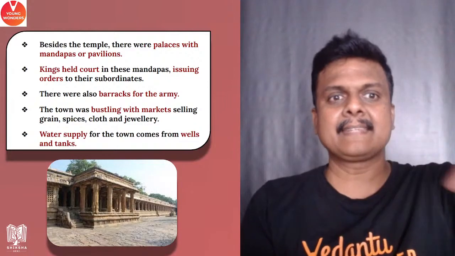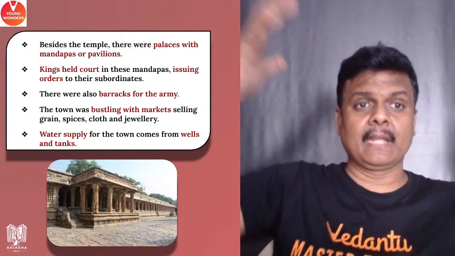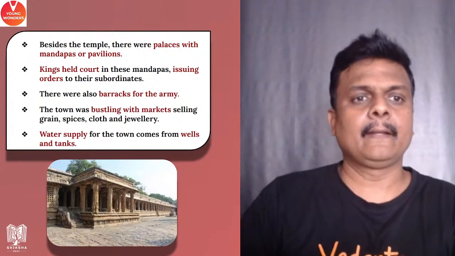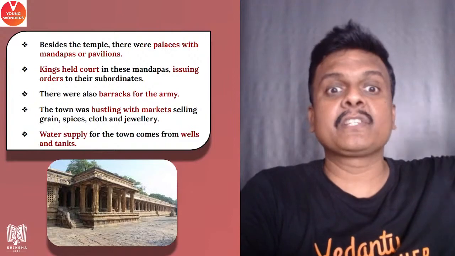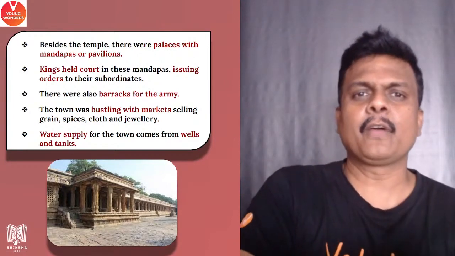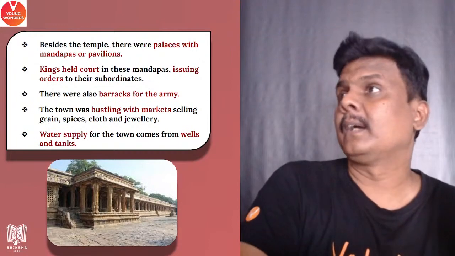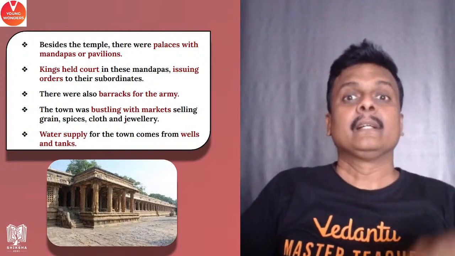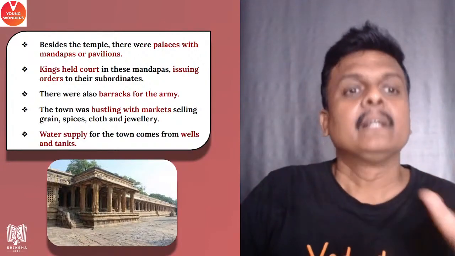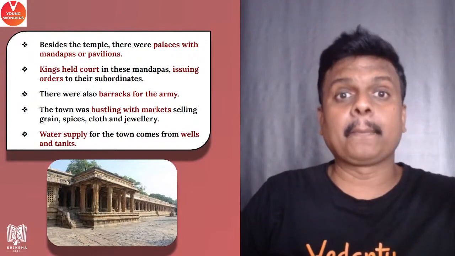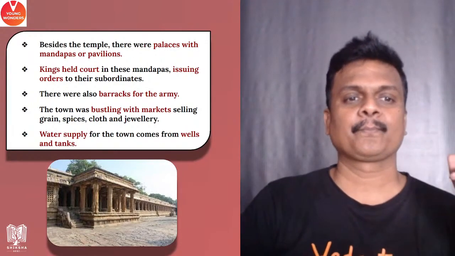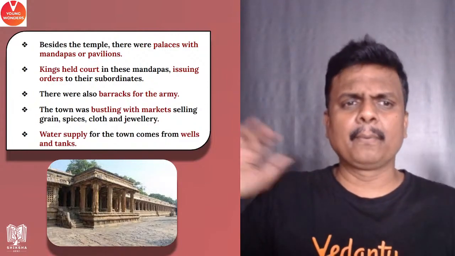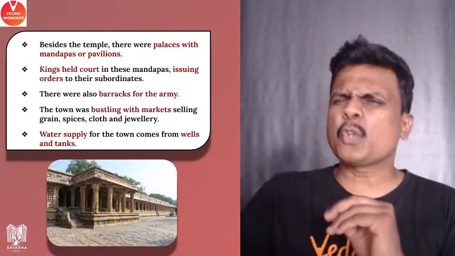Now, as I said, apart from the deity, the Shivalinga, there were huge mandapas or pavilions where people could sit, and kings held their court in these mandapas. We would have seen this in cinemas as well as dramas: the king sits, and his ministers sit on both sides. That is what we call a court setting. Like this, in these temple mandapas, kings held their courts, and even armies were there. Around this temple, the town was bustling with markets because a lot of people came in.